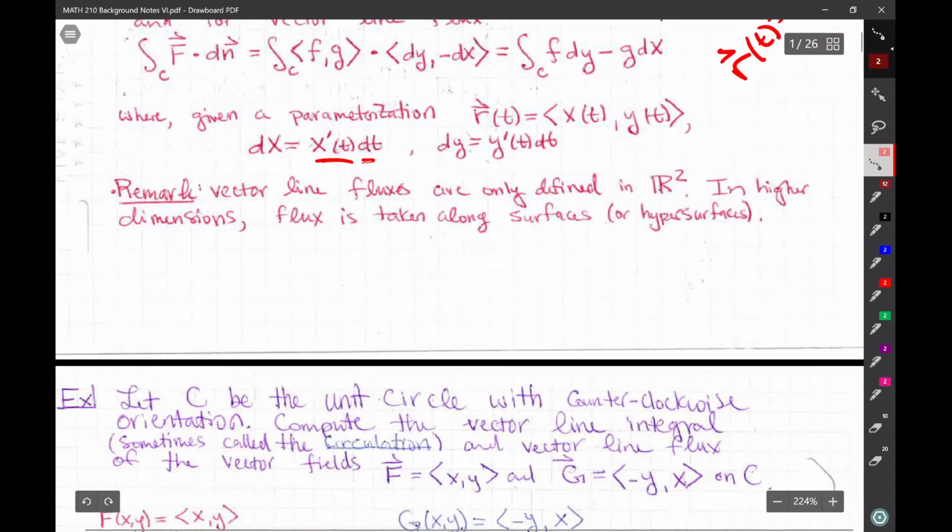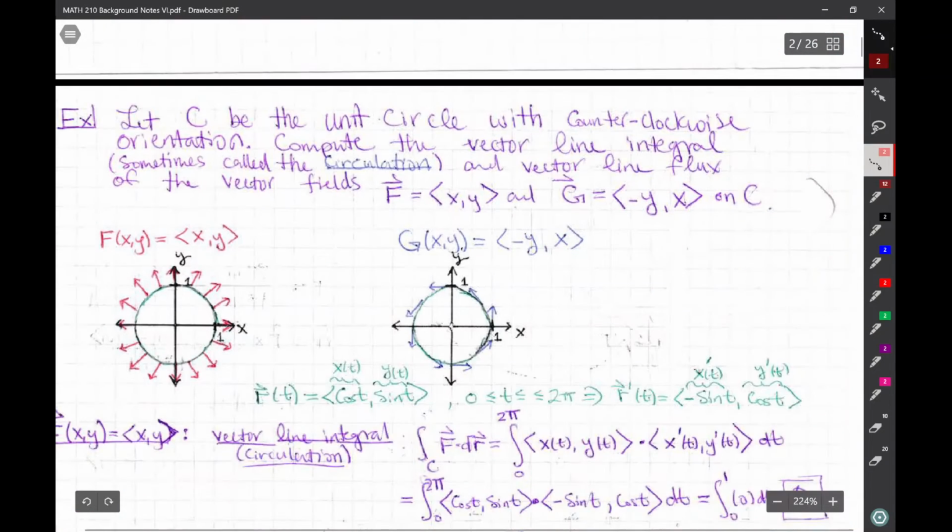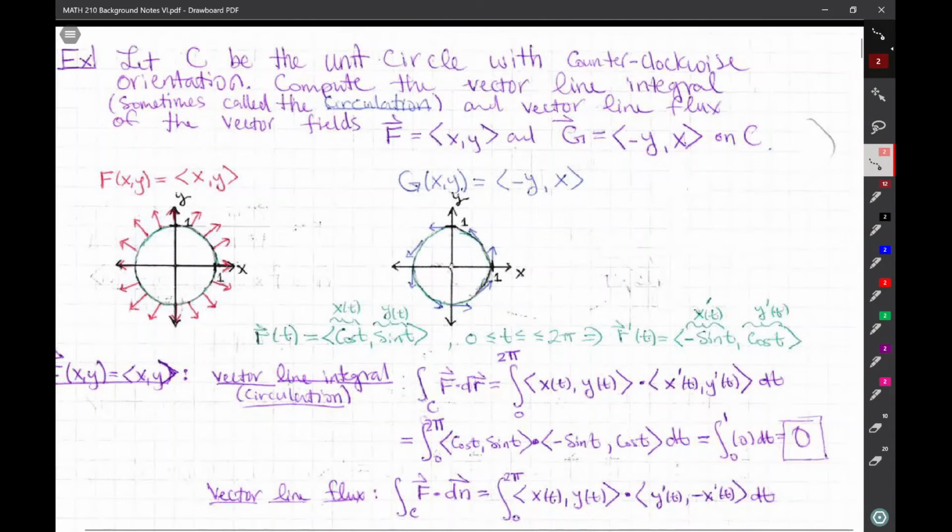So let's do a quick example here. Let C be the unit circle with counterclockwise orientation. So t hat points in the counterclockwise direction. Compute the vector line integral, sometimes called the circulation, and vector line flux of the vector field.